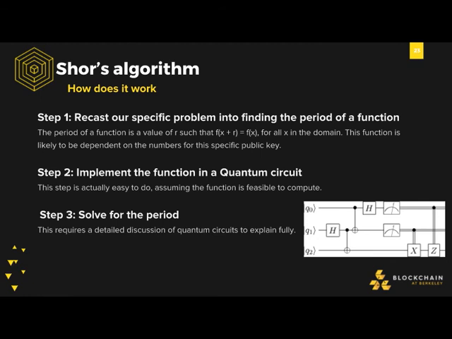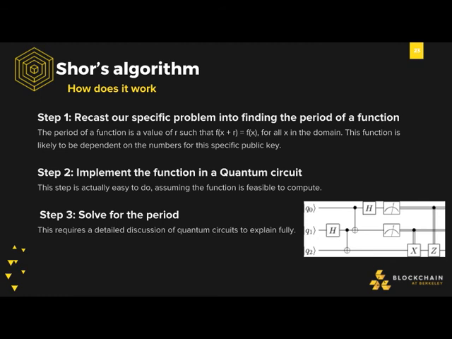The period just means, are we talking about the order, the cardinality? Exactly. If you know abstract algebra, if we know the order of something, that's what we're trying to break. Then we have to implement this function in a quantum circuit. This is actually the easier step because we have constructive theorems that tell us how to convert classical algorithms into quantum algorithms. If you're interested, look into reversible computing, because there's a fundamental property of quantum mechanics that it has to be reversible.